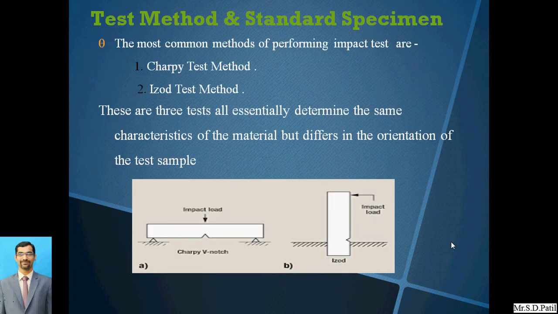So these are the two testing methods to analyze the impact test. The first method is called the Charpy test method, and the second is the Izod test method. In the latter part of this lecture, we will see a video of how the Charpy as well as Izod test is carried out. These are the two methods in the impact test that we are going to conduct. Also, there is one experiment that we have to perform on this impact test during your practical session.